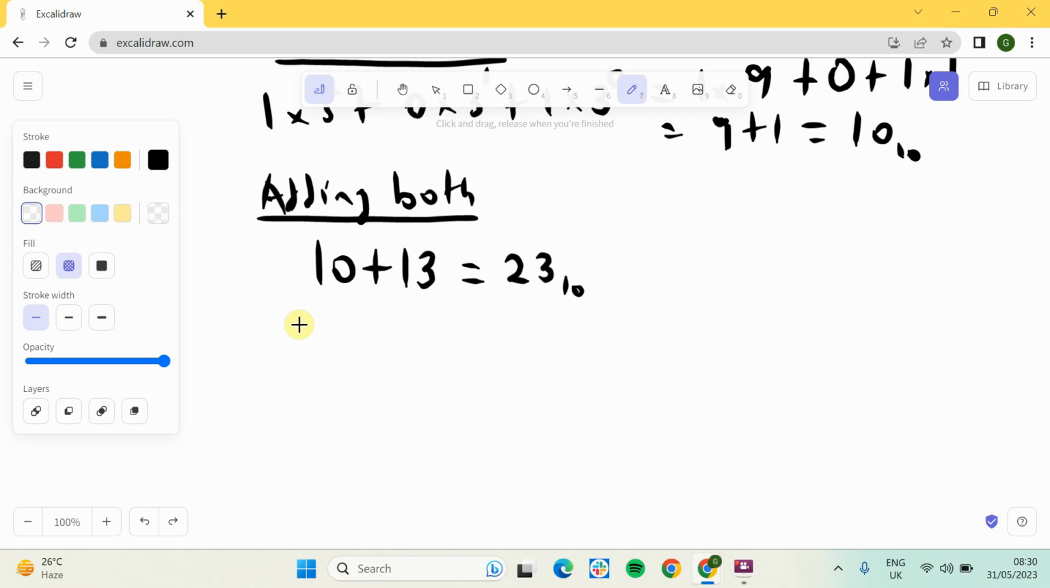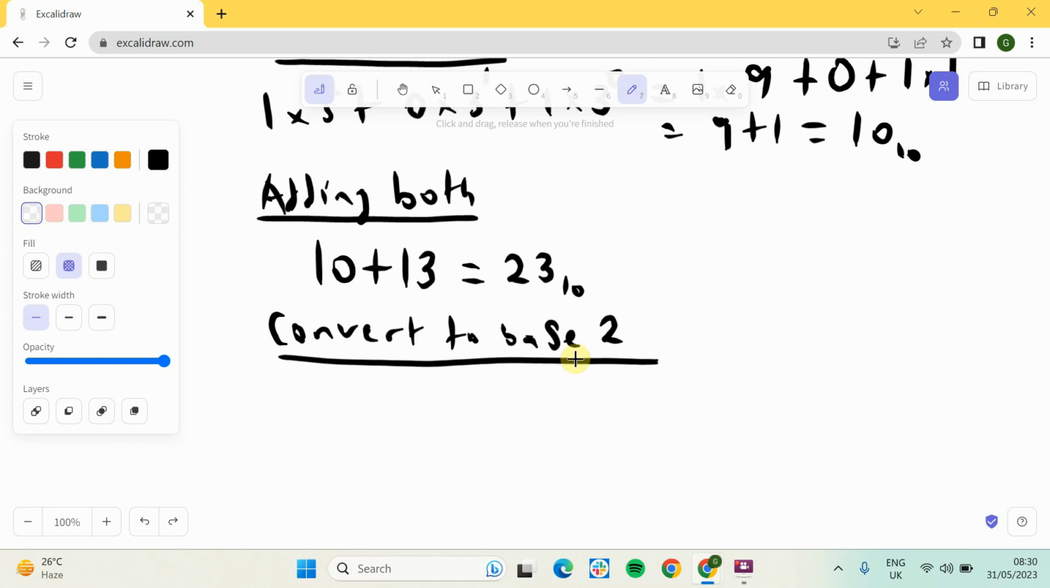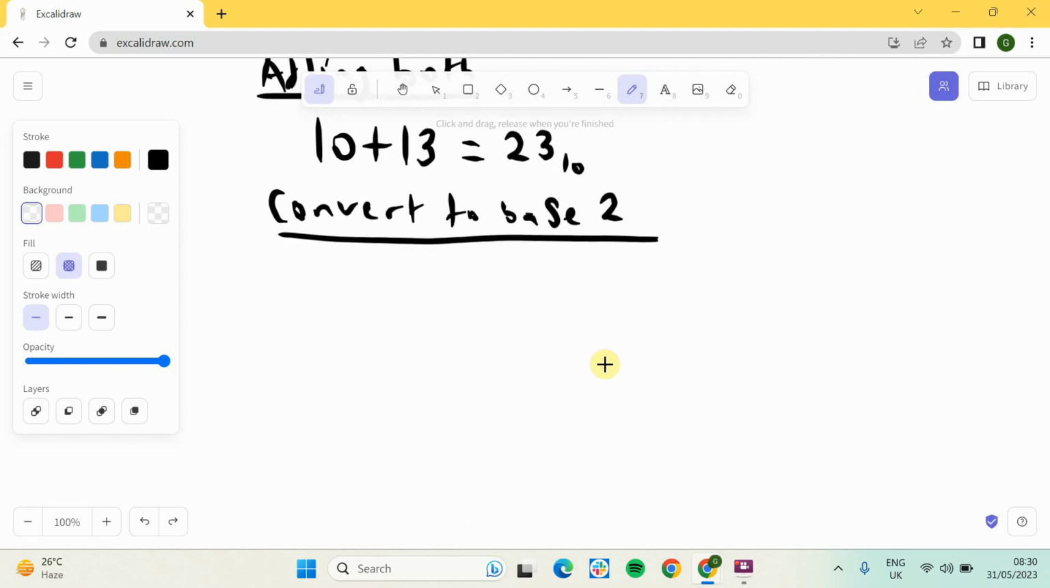So that means I have to now do a long division and divide it by 2 in different stages, right? So converting to base 2. So to base 2. Let's go.